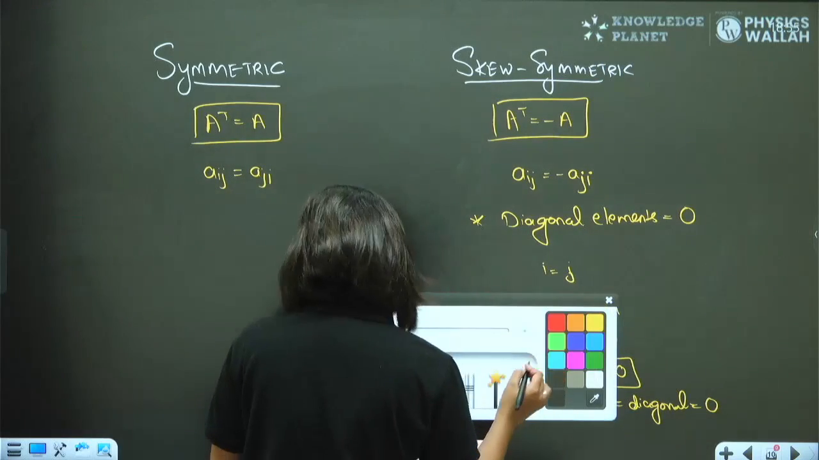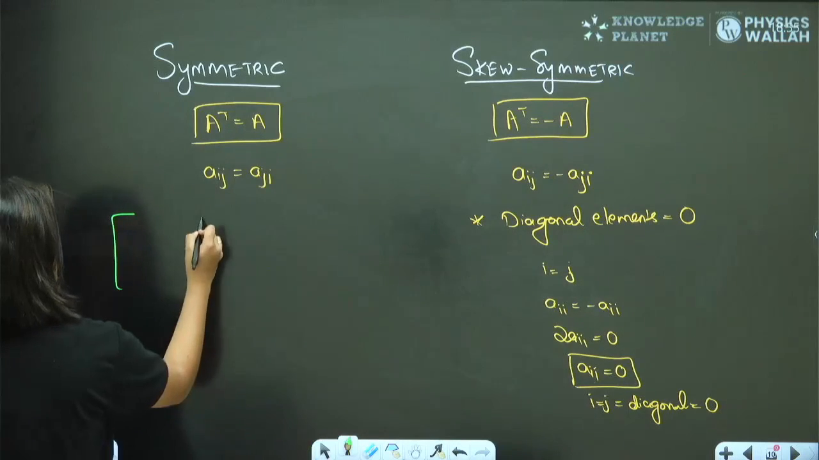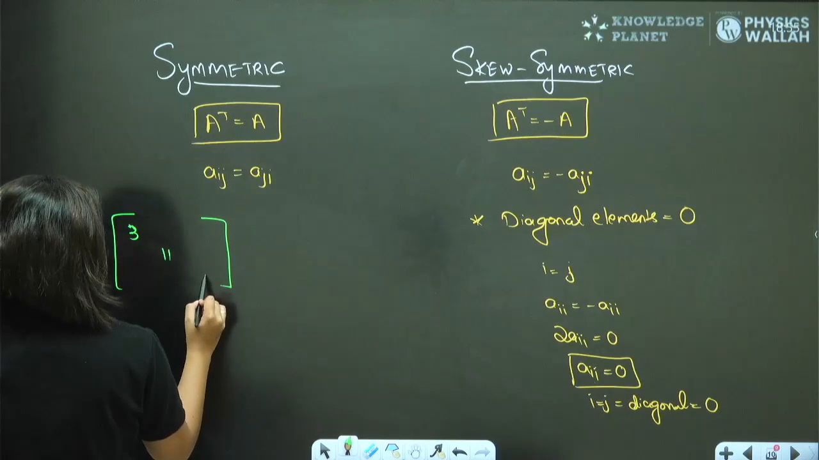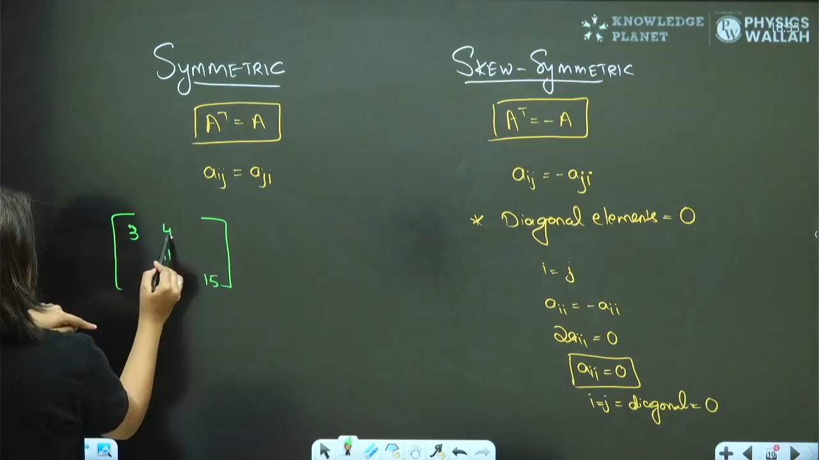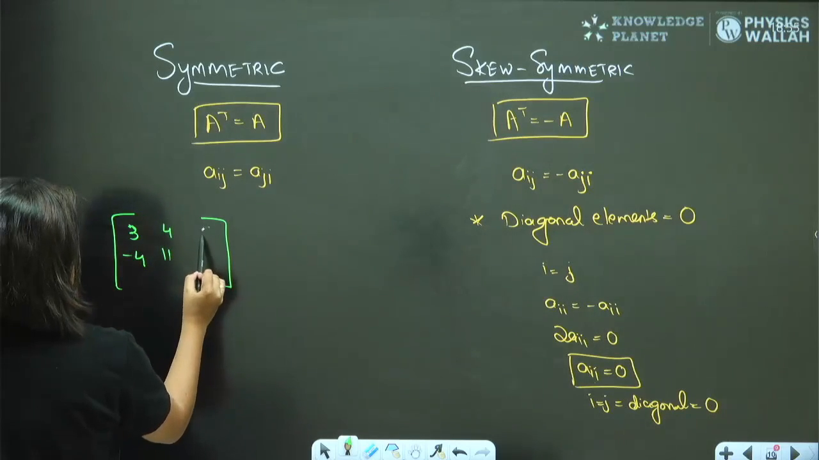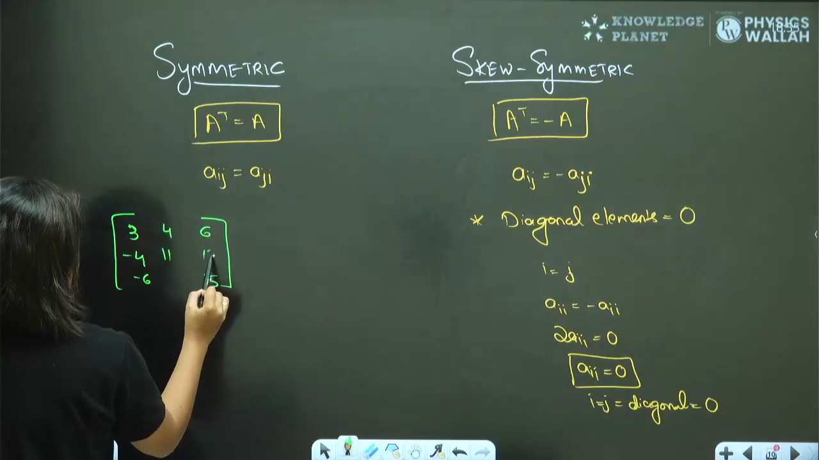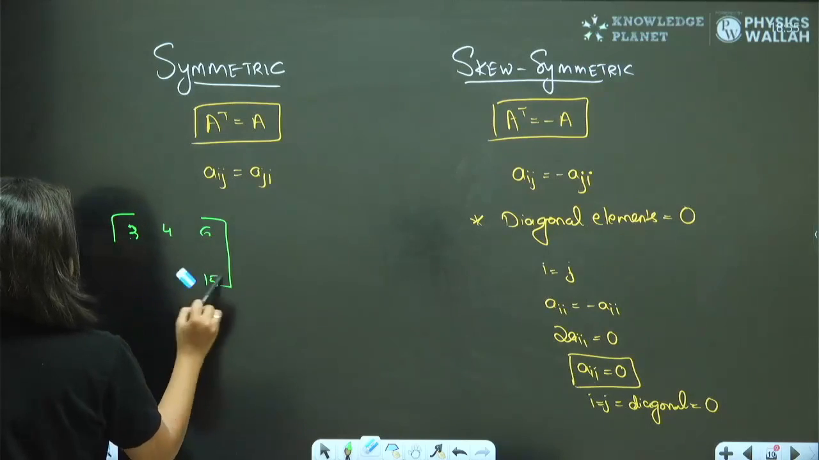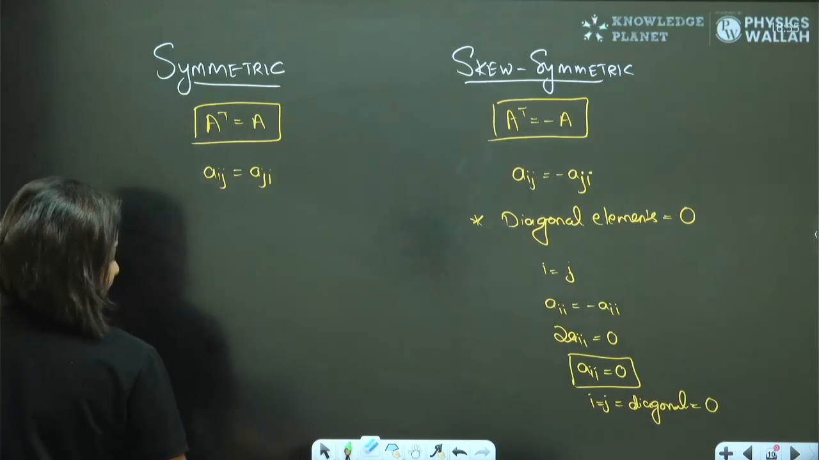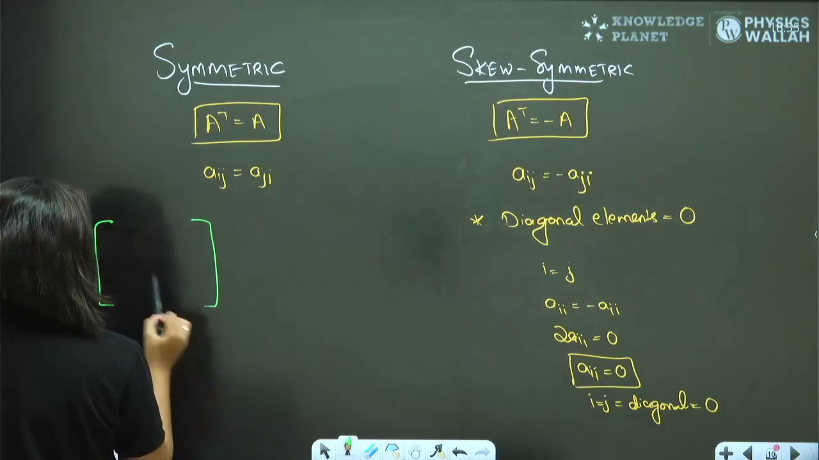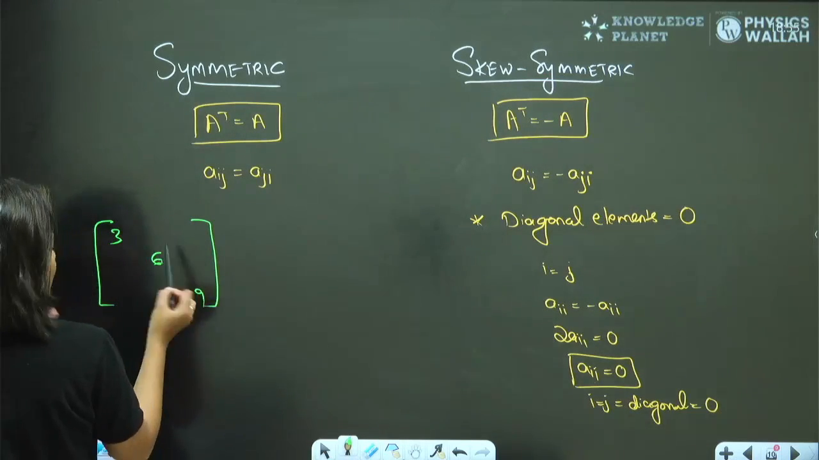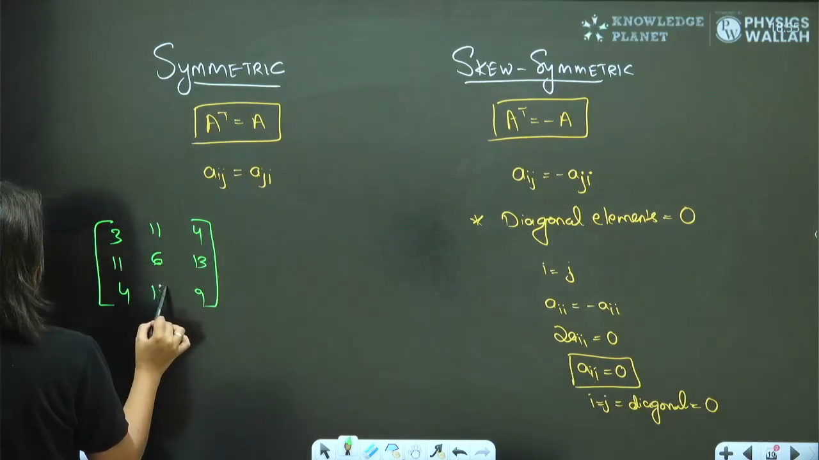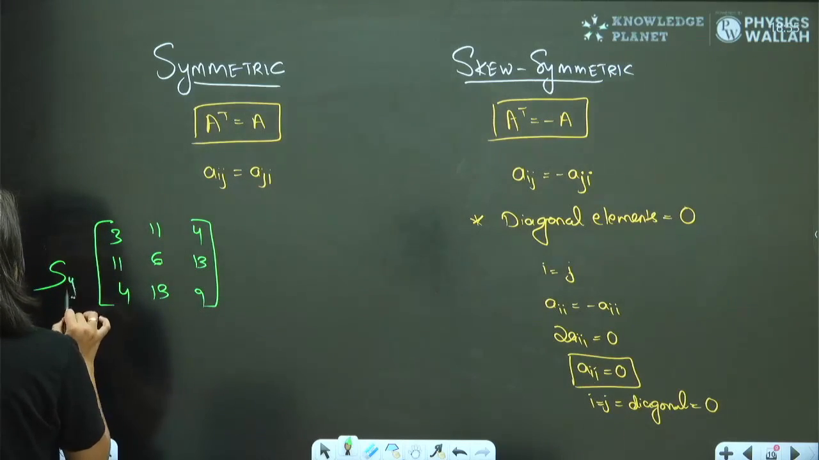If I want to take an example, for a symmetric matrix, the diagonals can be anything: 3, 11, 15. But if there is a 4 over here, this position should be minus 4. If there is a 6, minus 6. Oh my god, this is wrong. We don't get a minus sign, right? We get the same things. We are talking about symmetric. So this was 3, 6, 9. Let's suppose if this is 11, this should also be 11. If this is 4, this should also be 4. And if this is 13, this should also be 13. This is an example of a symmetric matrix.